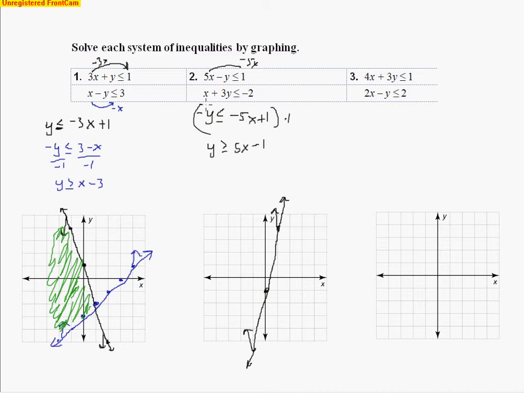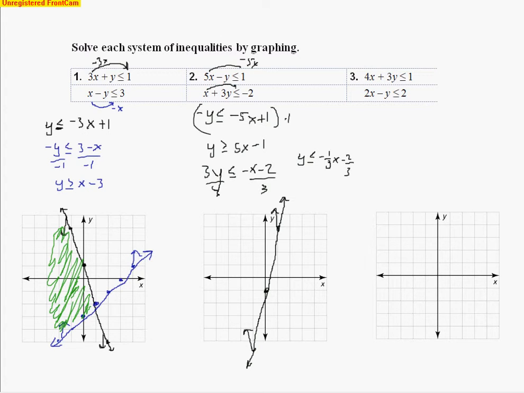And so on this next one, I'm going to go ahead and subtract the x from both sides again. So I've got 3y is less than or equal to negative x minus 2. So I go ahead and divide by 3. And when I do that, I've got y is less than or equal to negative 1/3 x, and then minus 2/3.